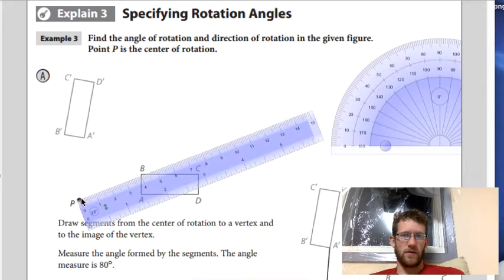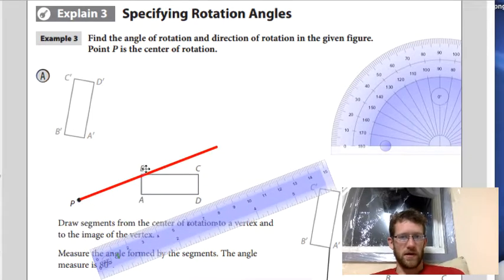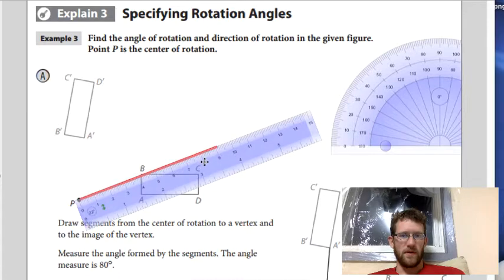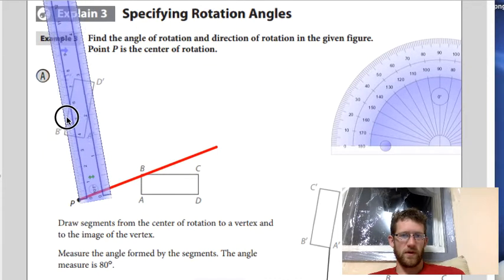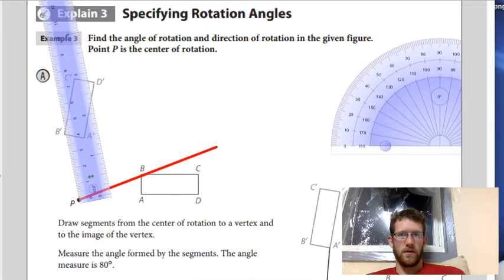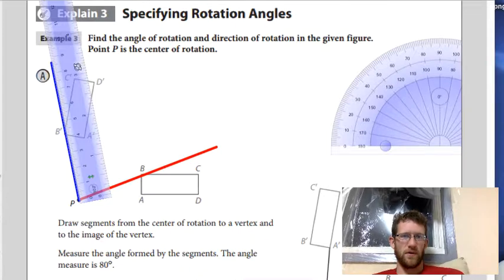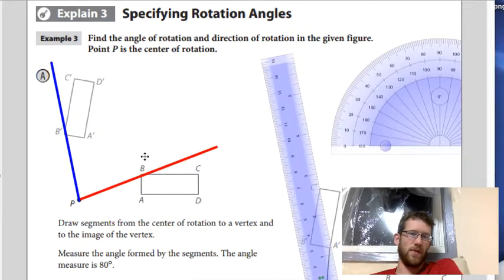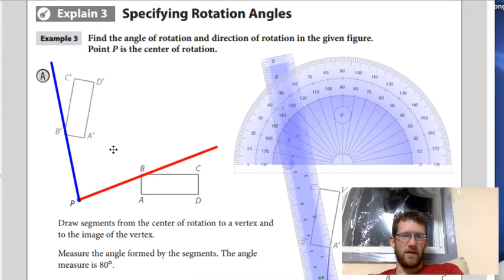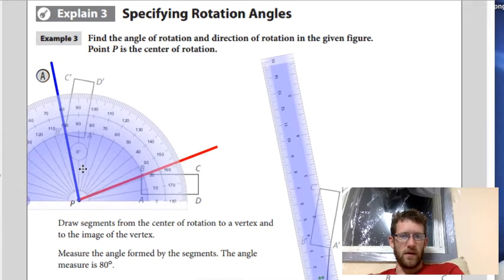We find a single point, we make a ray, and then we find the corresponding point. So in this case, it's B prime. We can make a ray if need be, and we'll go ahead and do that. So here's B prime, and I'll make a corresponding ray to the corresponding point. Note, you don't want to do this between B and D prime. You want to do it between B and B prime. And then we now have an angle that shows the angle of rotation, and we simply measure that angle.